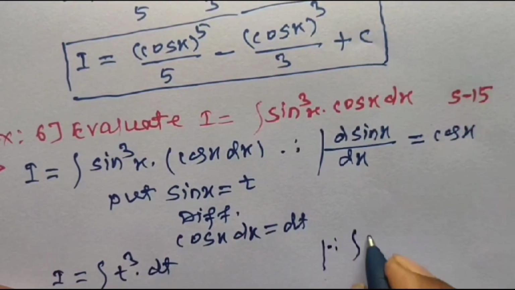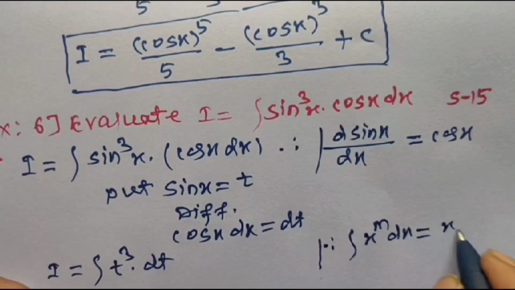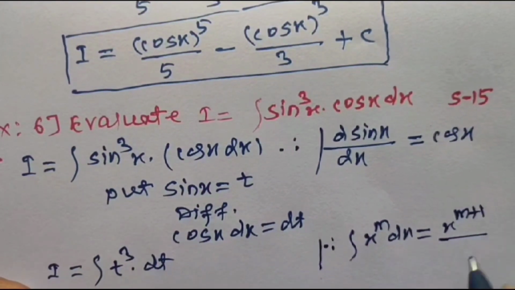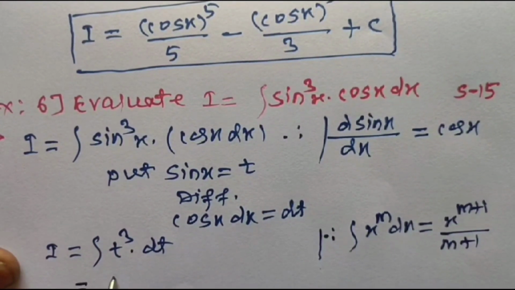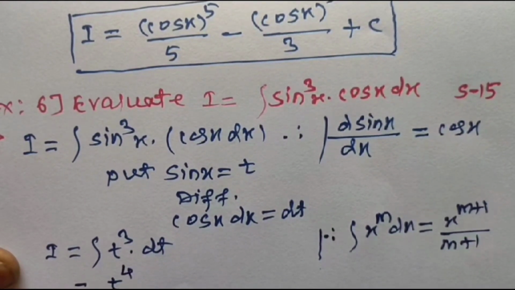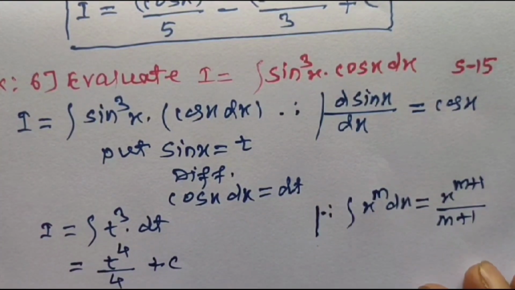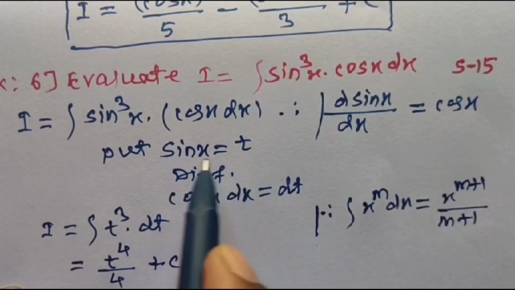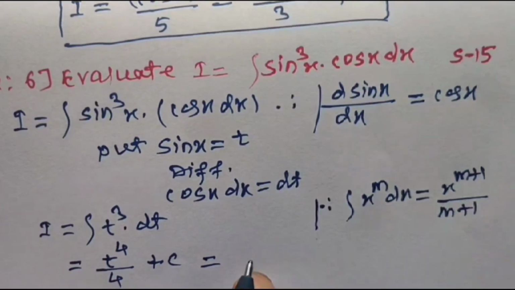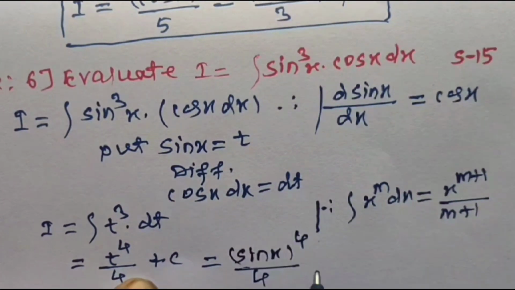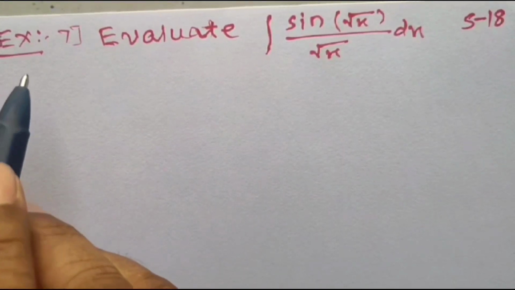Since the integral of x to the power m with respect to x is equal to x to the power m plus 1 divided by m plus 1, the integral of t cube can be written as t to the power 3 plus 1, meaning 4, divided by 4, plus the integral constant c. t is a new variable, we want the old variable. You can replace t by sin x in this integral. Hence I is equal to the 4th power of sin x divided by 4 plus the integral constant c. So this is the answer.